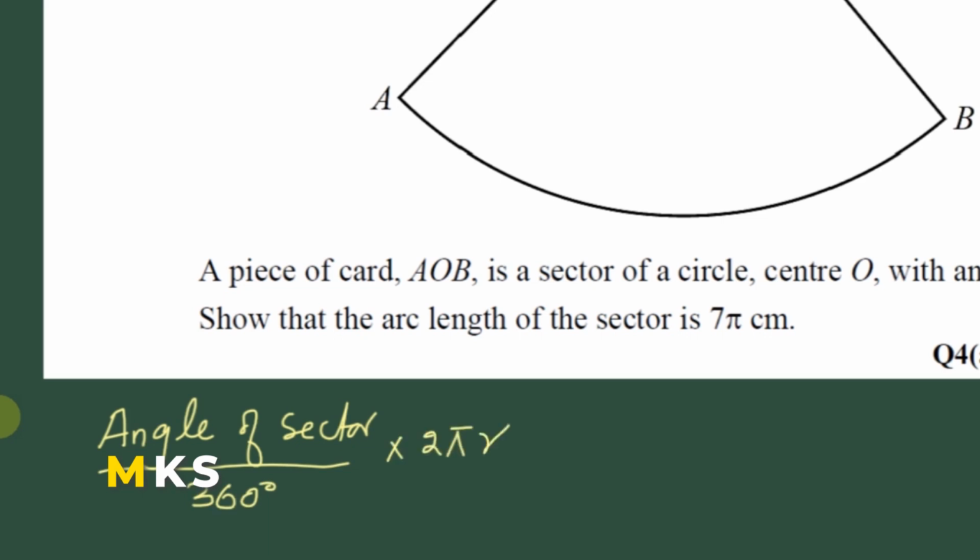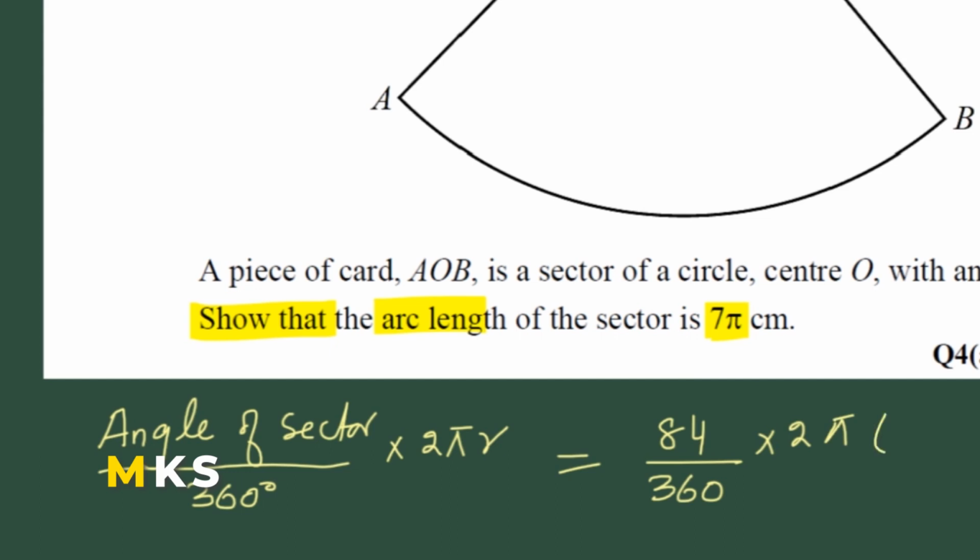Since the arc is a part of the circumference, we use the circumference 2 pi r. Angle of sector over 360 gives us the part of the circle. So here we have 84, the angle of sector, over 360 multiplied by 2. As we can see in the question, we are asked to show that the arc length of the sector is 7 pi, meaning we have to keep pi as it is, so 2 pi, and r is 15.